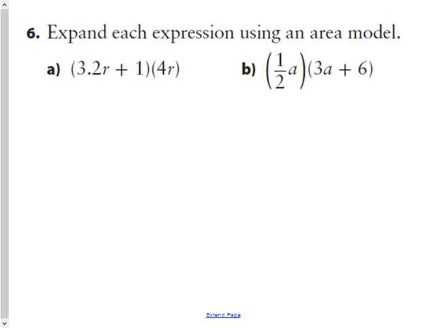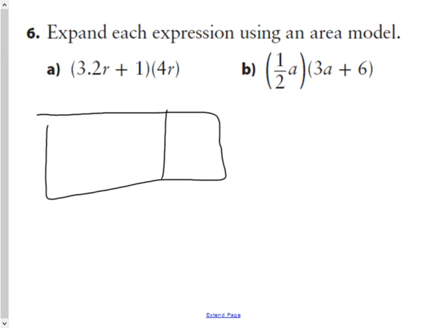Our next question says expand each expression using an area model. So this time we're not given the picture, but we can do it. So here I'm going to make my rectangle. My length is going to be 3.2r plus an additional 1, and my width will be simply the monomial, in this case 4r. Inside here we'd get 12.8r squared. It's the product of those two, the length and width. And here we'd get 4r, so therefore the answer is 12.8r squared and 4r when we expand it.